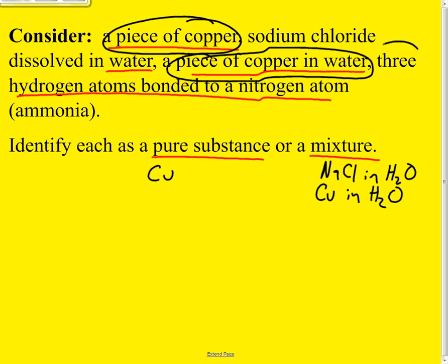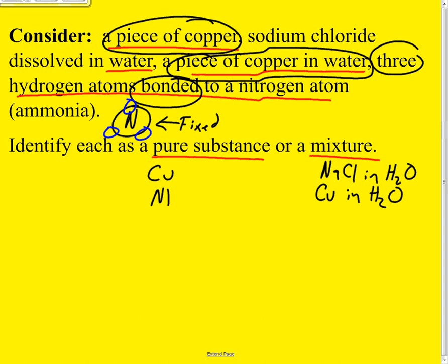3 atoms of hydrogen bonded to a nitrogen atom. So that means I have something that looks, we call that ammonia, by the way. And I have a nitrogen, and on that nitrogen, I'd have 3 hydrogens, and they'd be bonded that way. And every time I have ammonia, it looks that way. And if it's not that way, then it's not ammonia. So that would be something that has a fixed composition. So I would put ammonia as one of my pure substances.